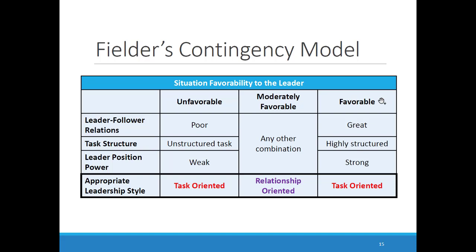On the other hand, in a situation that's very favorable, the leader-follower relations are great. People are cooperating with one another. They have high levels of trust. The task structure is highly structured, and the leader's positional power is strong. So in that case, the task-oriented would also be appropriate. Now, any other combination of these three things, the leader-follower relations, the task structure, and the positional power, would lead to a relationship-oriented approach being most appropriate in those situations.